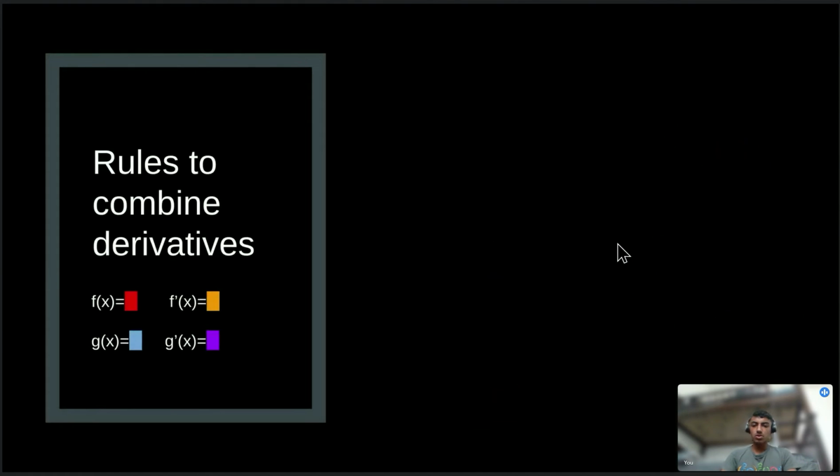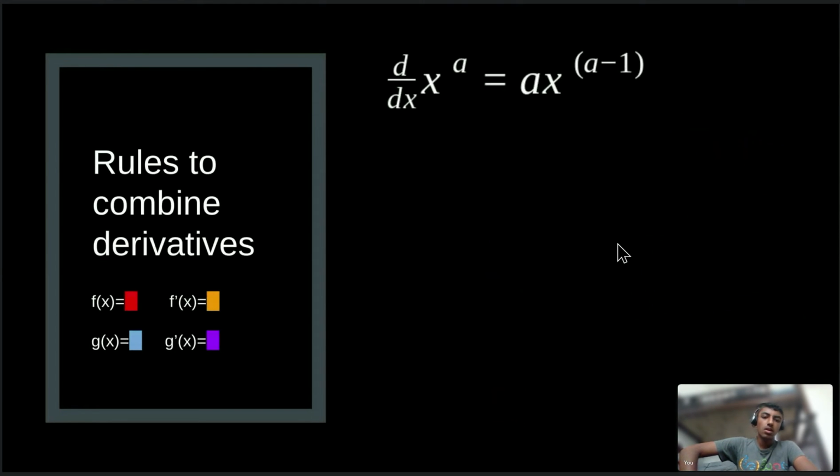Here are some more rules to combine derivatives. This is called the power rule. You see we have x to the power of a, and we want to take the derivative of it. That gives us a times x, with x to the power of a minus 1. The ones that I'm showing on this slide will also be proven in another video.